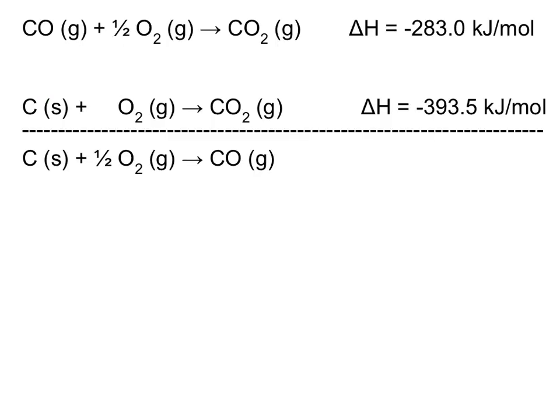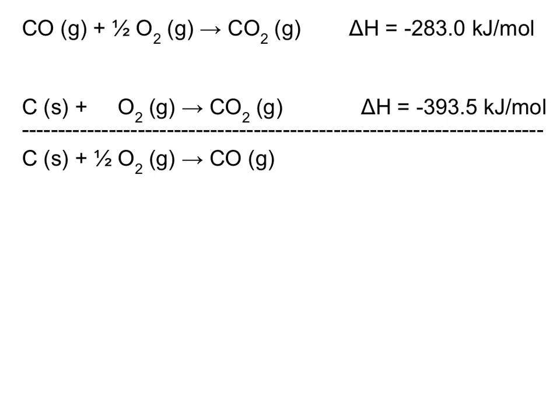So in the example that we just looked at, our target equation is carbon plus half O2 to give us carbon monoxide. Our given information was carbon monoxide plus half O2 gives us CO2, and we had the energy for that. We also knew that carbon plus O2 gives us CO2. We had the energy associated with that.